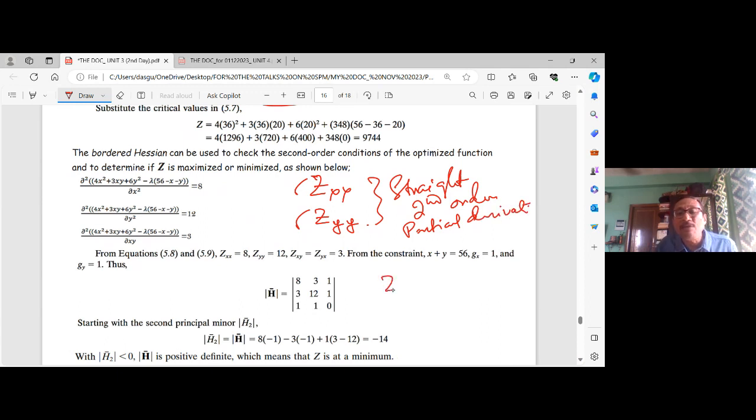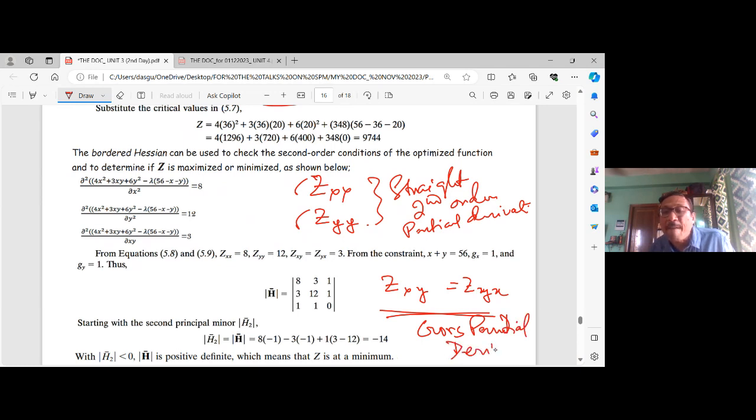And you will also have this. That means you take the first derivative of the function with respect to x, and then the second order derivative with respect to y. These are cross derivatives. These are cross partial derivatives.